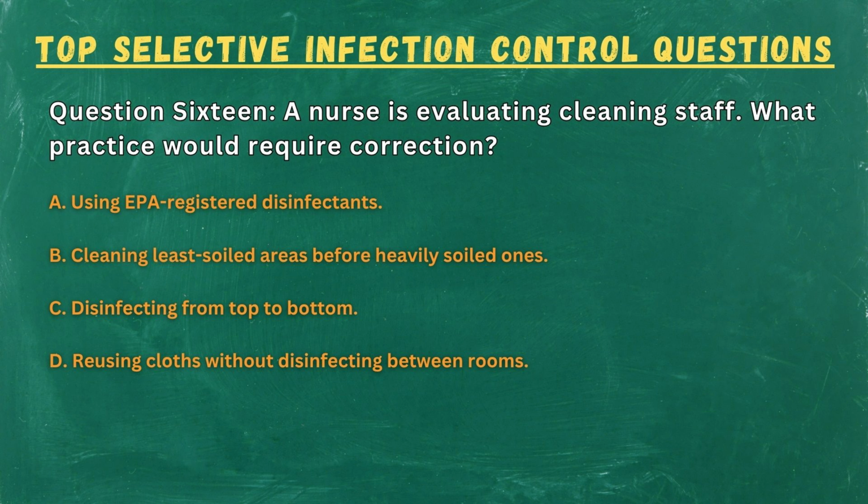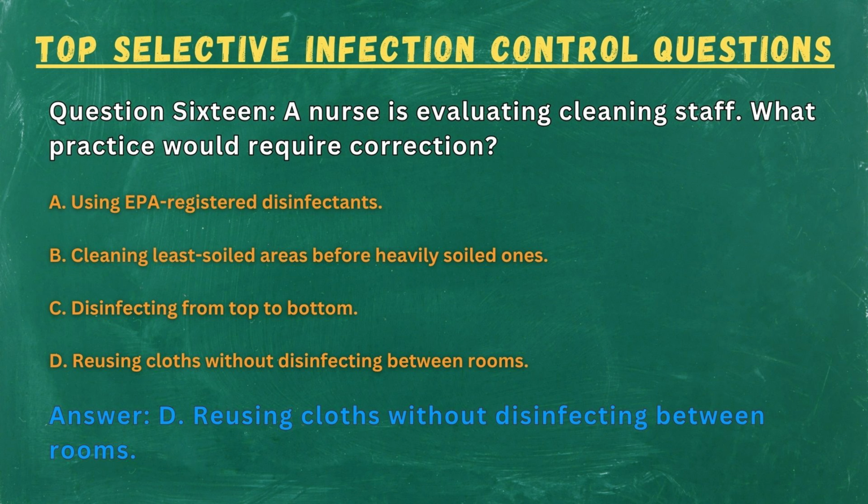Question 16. A nurse is evaluating cleaning staff. What practice would require correction? A. Using EPA-registered disinfectants. B. Cleaning least soiled areas before heavily soiled ones. C. Disinfecting from top to bottom. D. Reusing cloths without disinfecting between rooms. Answer: D. Reusing cloths without disinfecting between rooms.